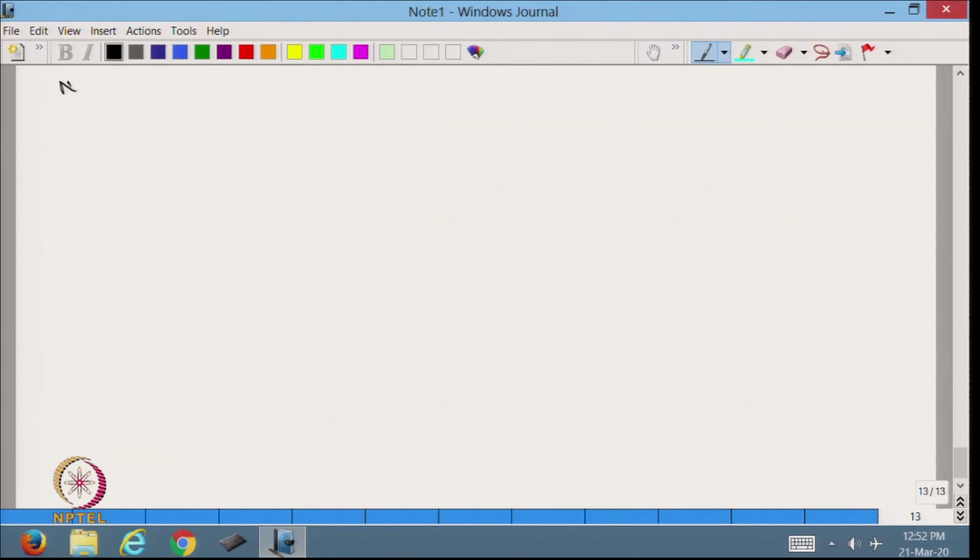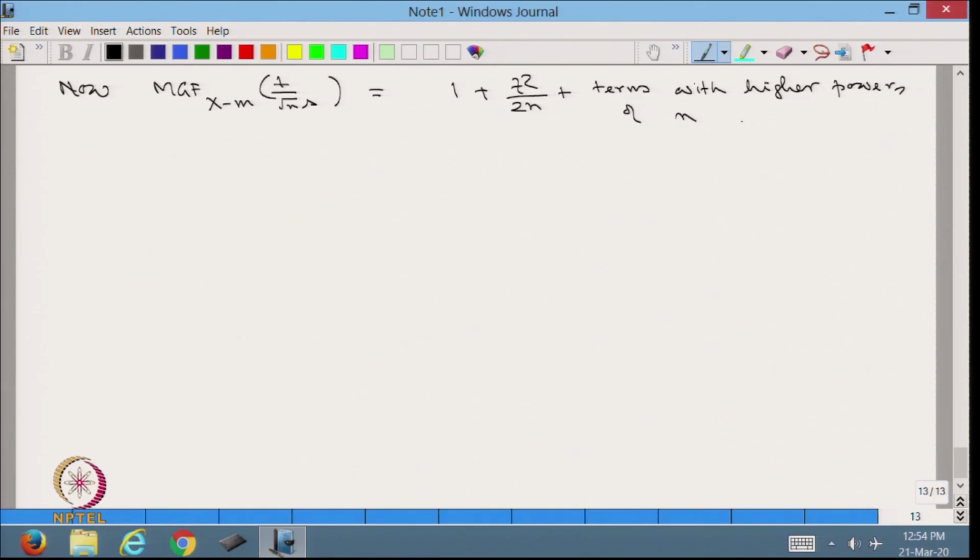Now, the MGF of x minus m at t upon root over n s is, as we have computed, 1 plus t square by 2n plus terms with higher powers of n in the denominator.